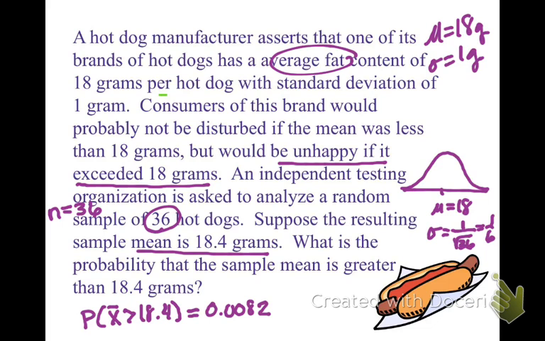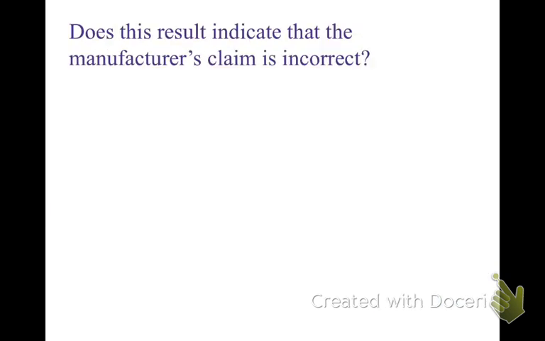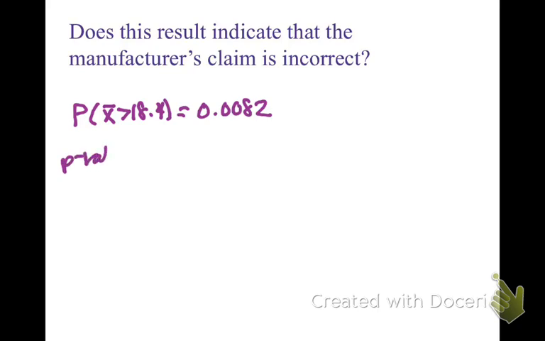What I'm really saying here is, if the manufacturer was telling the truth and the mean really was 18 grams, then what's the probability of me getting something this extreme or more extreme if indeed the null is true? So we just calculated the probability that x bar is greater than 18.4, and we got 0.0082. So remember, your p-value is the probability of getting what you got or something more extreme if the null is true. The null is that the manufacturer is really making hot dogs with 18 grams of fat.